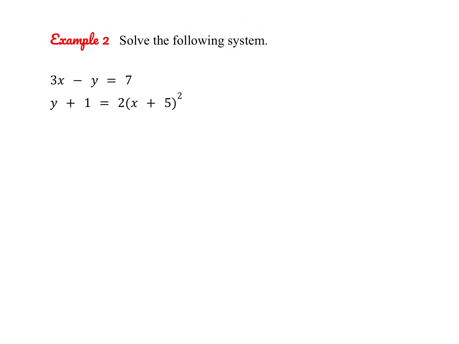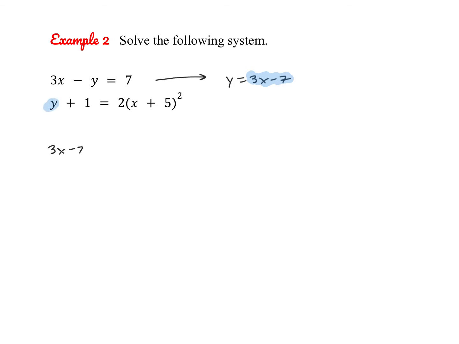Okay, let's do one more together. Here, again, there are different ways we can go about this, but I'll use substitution again. For this first one, I can solve for y and then substitute it into my other equation, or vice versa. So here we get y equals 3x minus 7, and I'm going to substitute it right here so I can solve for x.